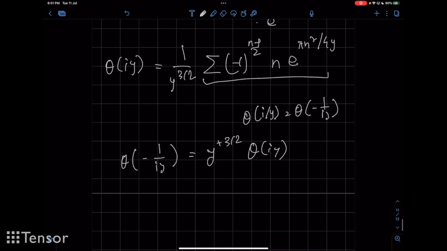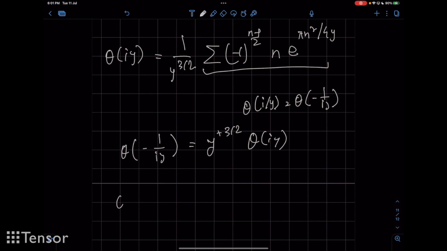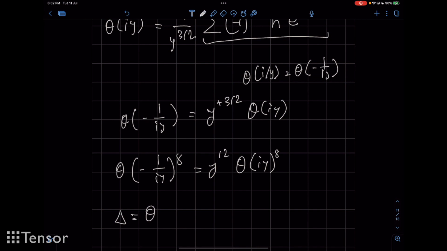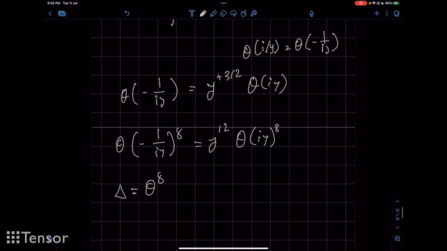Now, what we're going to do is raise this to the power 8. So theta of negative 1 over iy to the power 8 is y to the power 12 times theta of iy to the power 8. So if we define delta to be theta to the power 8, then we have that delta of negative 1 over z is equal to z to the 12 delta of z on the imaginary axis.